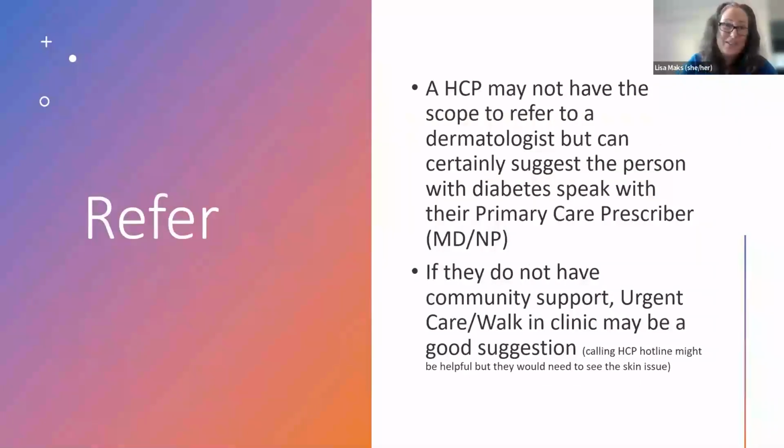So we may not have the scope to refer to a dermatologist. It might be prescriber to prescriber, but we certainly can suggest the person speak with their primary care prescriber and physician or nurse practitioner. And often, as we know, 20% of Canadians don't have a primary healthcare provider, urgent care, walk-in clinics, and maybe that hotline, the healthcare provider hotline, might be an option as well, but often they need to see the skin issue. But they certainly can help direct them when it's beyond our scope.